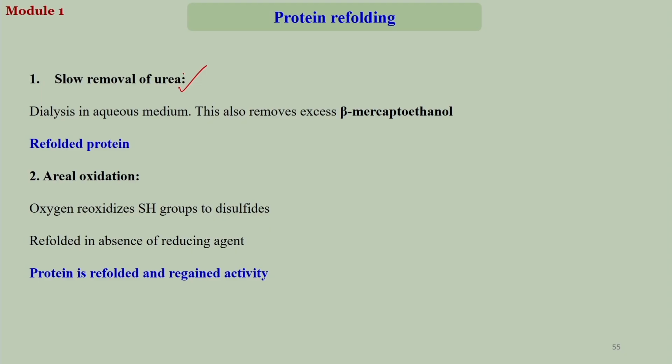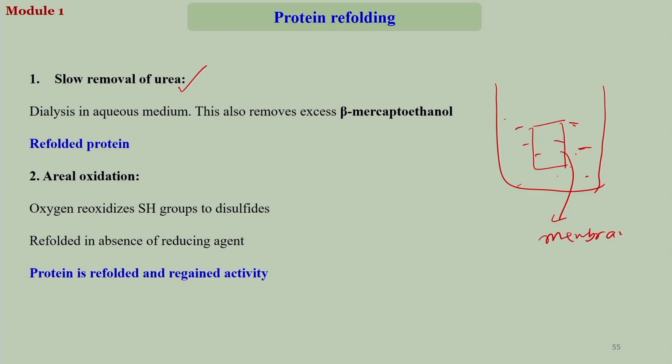Slow removal of urea. I do not know whether you are aware of this process called dialysis. Dialysis is a process where you have a membrane. If you have a vessel full of water or medium, then you take a bag. The bag is made of a semi-permeable membrane. That is what we use as a dialysis bag.